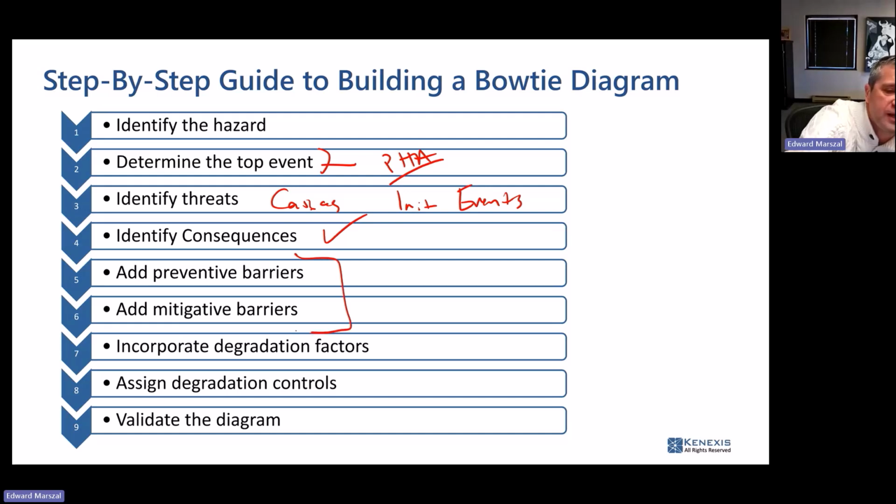And then we'll put in our safeguards, our independent protection layers, or in the language of bow tie, our barriers, and we'll put them on the left side if they prevent the top event, the right side if they reduce the consequences.